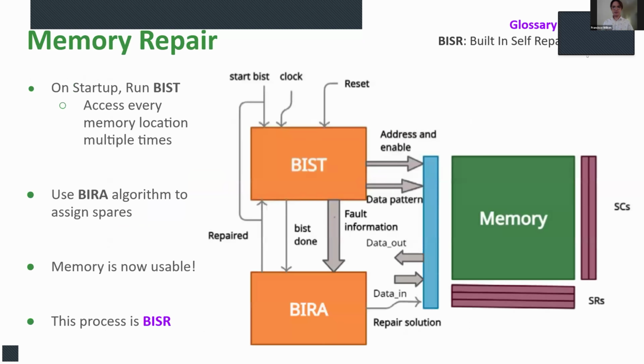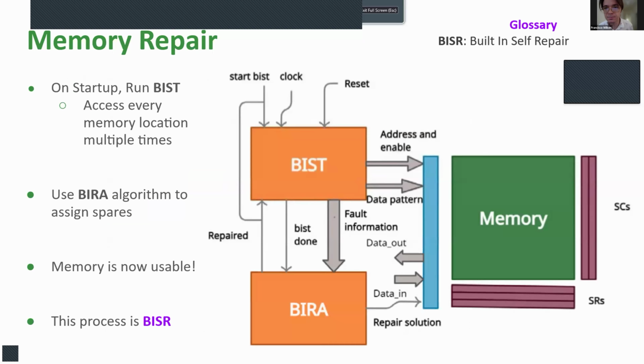And so putting this together, we get to this concept of memory repair, or BISR, built-in self-repair. So we're going to run BIST when we start up and figure out where all the issues with our memory are. We're going to feed that result to BIRA, which is the algorithm that assigns where the spares are. And then now we have this information that lets us repair our memory and assign those spares. And we've just turned a broken memory into a working memory.